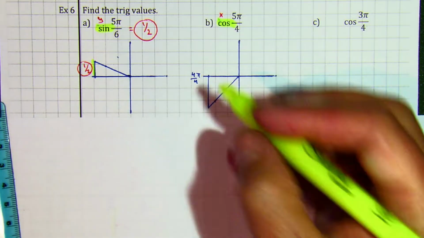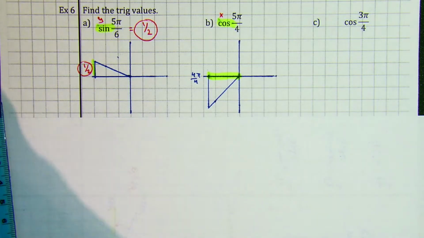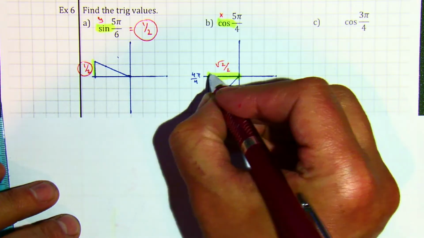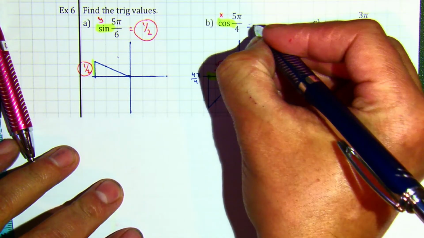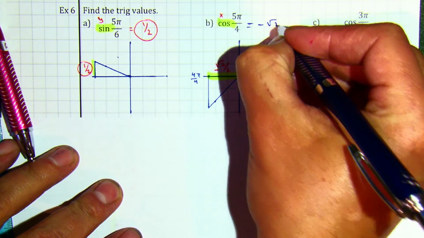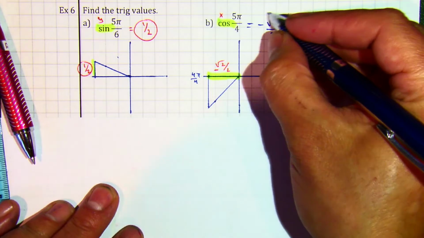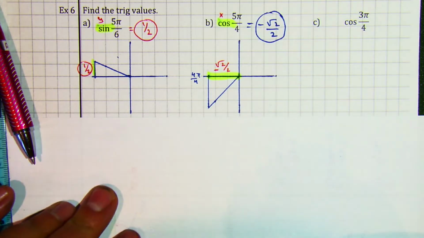So therefore, we know that the length of a 45, both of them are congruent, which is square root of 2 over 2. But because we're going to the left, it will be negative square root of 2 over 2. So therefore, this is equal to negative square root of 2 over 2. The cosine of 5 pi over 4 is negative square root of 2 over 2.